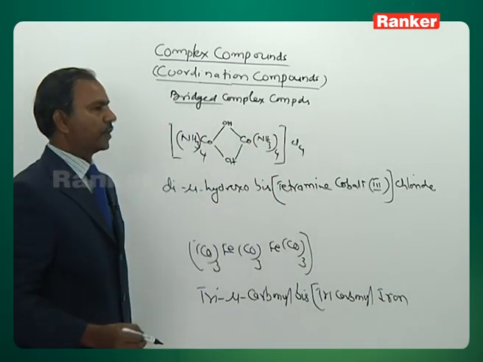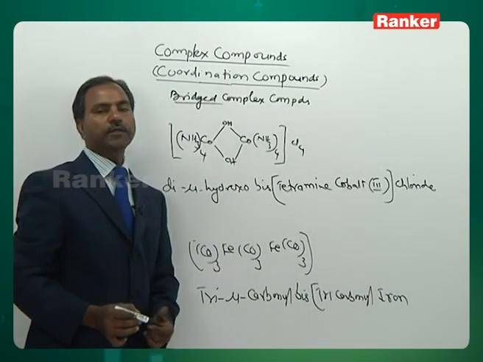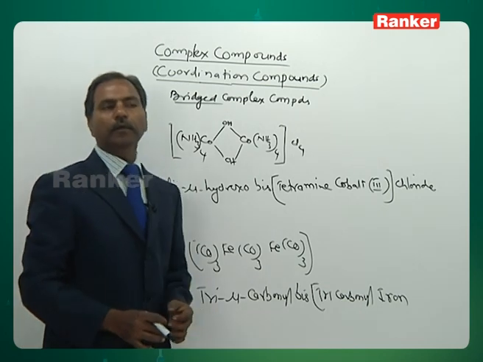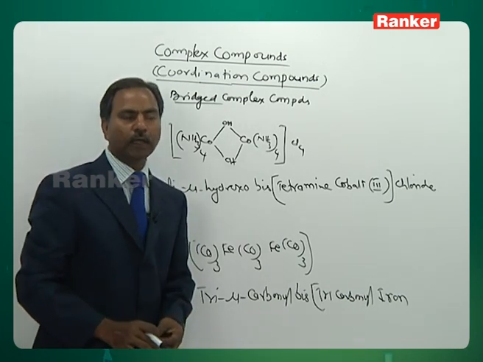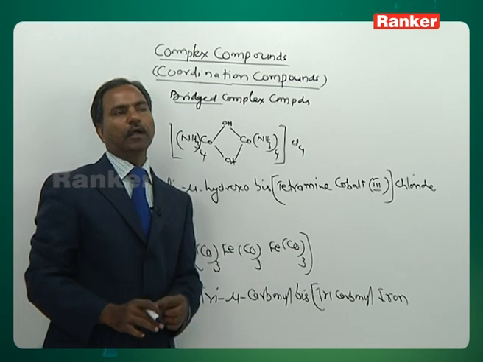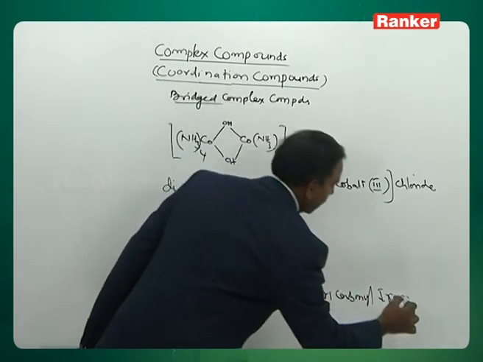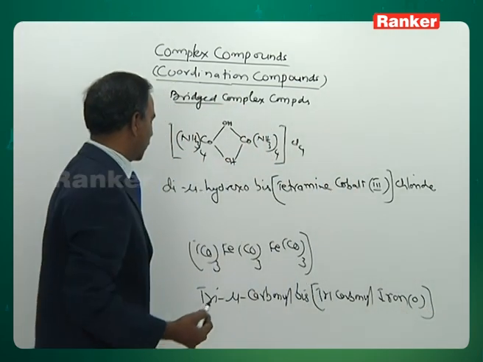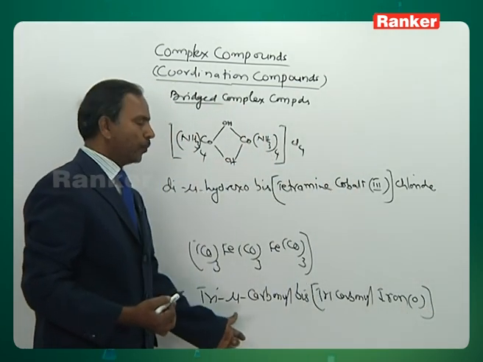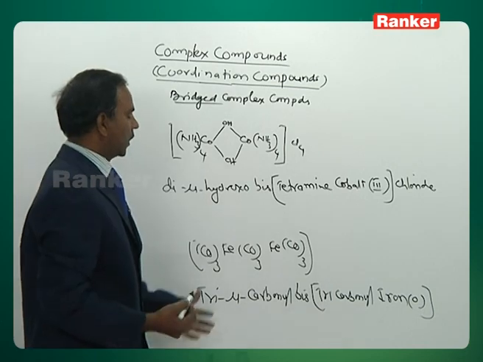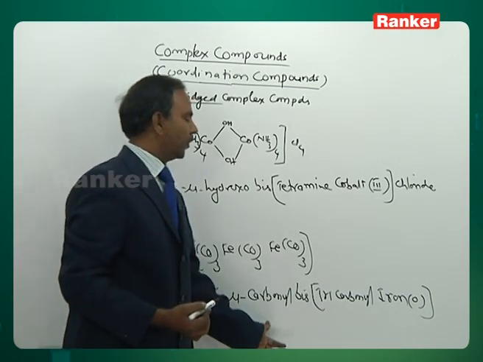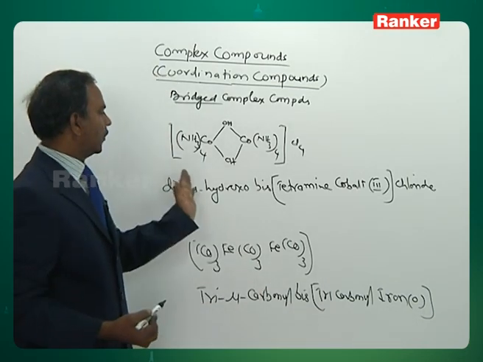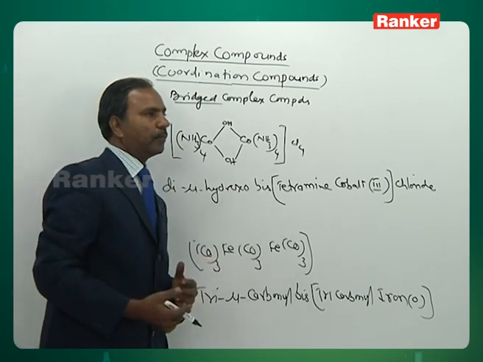Iron oxidation number is 0. Why? All are carbonyl ligands. You know well, carbonyl is a neutral ligand. Therefore, there is no charge on the complex, and iron is becoming oxidation number 0. This is the way to name this complex. Trimu carbonyl bis, tricarbonyl, iron 0 is the name of this complex. So, in this way, we name these bridged complex compounds.